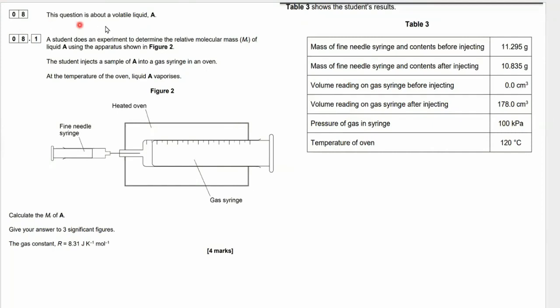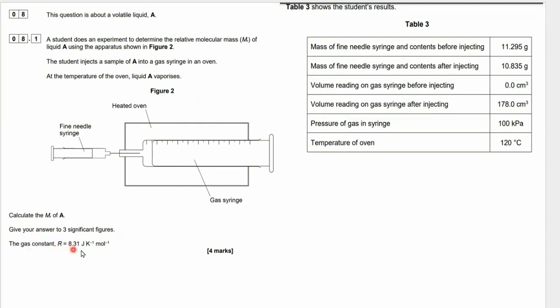This question is about a volatile liquid A. This is question 8. 8.1, a student does an experiment to determine the relative molecular mass, the MR, of liquid A using the apparatus shown in figure 0.2 down here. The student injects a sample of A into a gas syringe in an oven. At the temperature of the oven, liquid A vaporizes. Calculate the MR of A. Give your answer to 3 significant figures. Always remember that, guys. So many people lose a mark there.